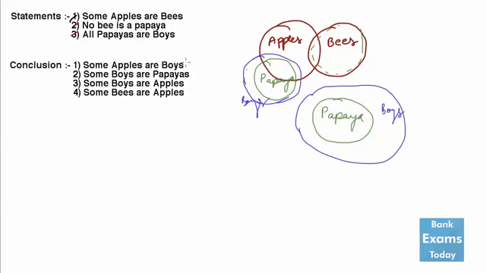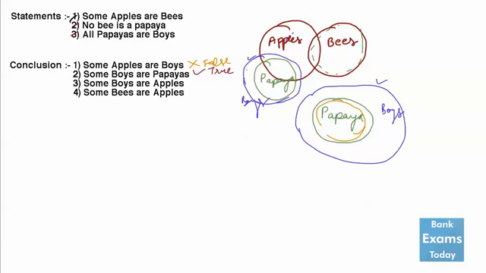So now move on to the conclusions. Some apples are boys. So if we look at this one, it is right. But there is a second possibility. Here is no relation between apples and boys. So this conclusion can't be found. This is false. Some boys are papayas. Yeah, this one is right. In both of the situations, the papaya part is also boys. So this one is true.